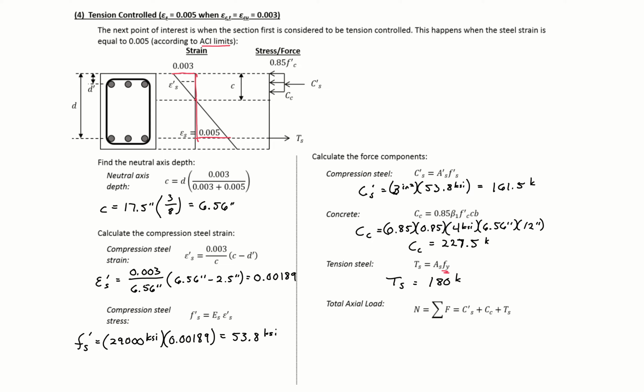We can find our total axial load then by summing these forces. So 161.5 plus 227.5 minus 180 will give us an N of 209 kips. So this will be our axial force for our tension control point.